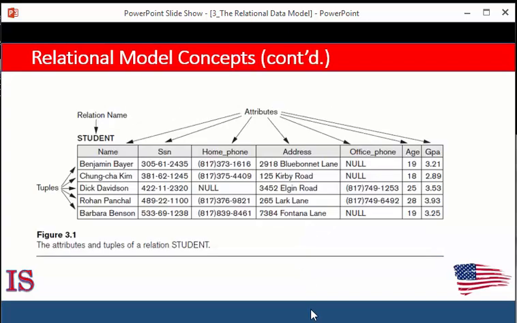Here you see a graphic of a typical relational database relation. This is the relation student. It has these data elements: name, social security number, home phone, address, office phone, etc. In relational database terminology, these are referred to as attributes. And here you see the tuples. There's one for Benjamin, one for Chung Cha, one for Dick, and so on. Now we're getting into the basic structure of a relational database that we are going to be working with quite a bit.